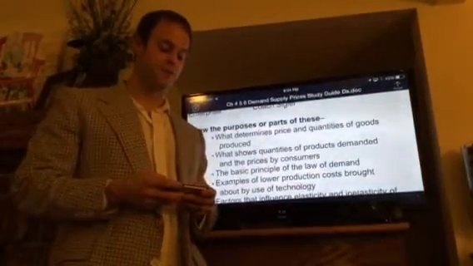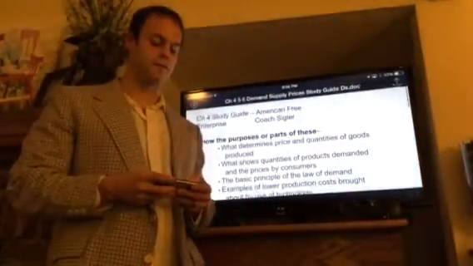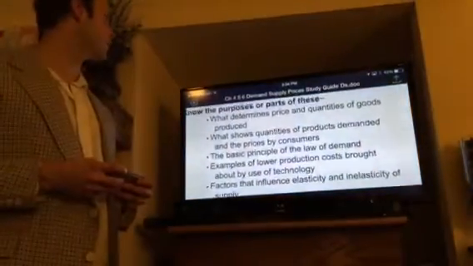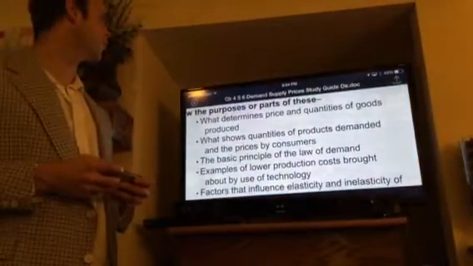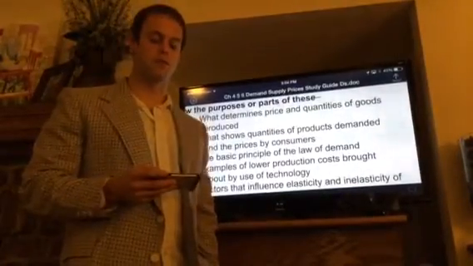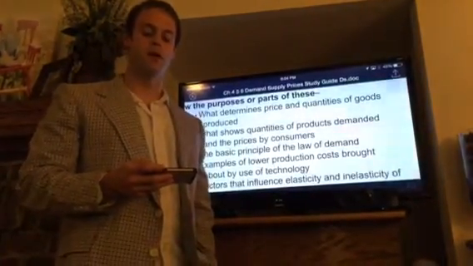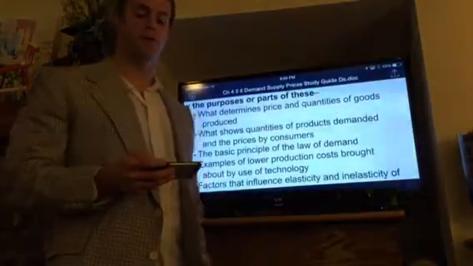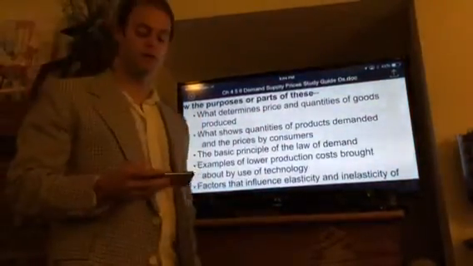So here we go. This is the 4, 5, and 6 study guide. I know this says 4, but it should say 4, 5, and 6. Another purpose and parts of these. What determines price and quantities of goods produced? This is consumer demand. When consumers demand something, it will affect price. It will affect the quantity of the goods that the supplier makes.